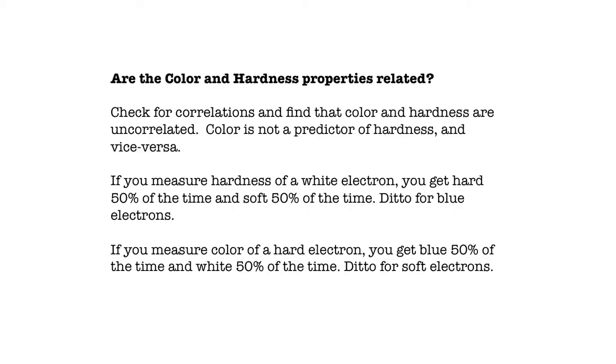So here we go. A takeaway from experiment 2 is that color and hardness, those properties, are not correlated. You can repeat various versions of experiment 2, say measuring hardness and then color, color then hardness, blue and white, and hard and soft, all those combinations. And what you find is if the electron is in a known hardness state, then you will get a 50-50 probability of blue and white for color. If an electron is in a known color state, then you will have a 50-50 probability of getting soft and hard for a measurement of hardness. The simplest way to say this is that color and hardness are two different properties and they are uncorrelated with each other.